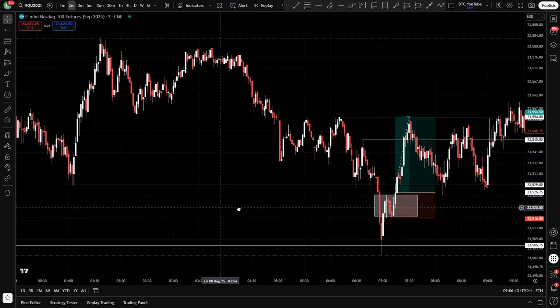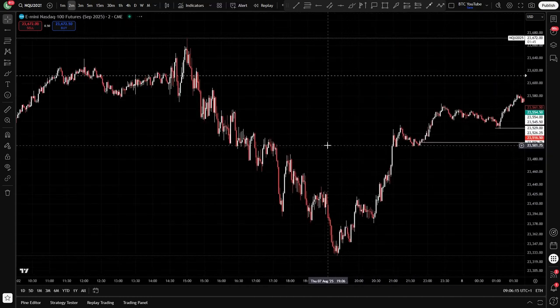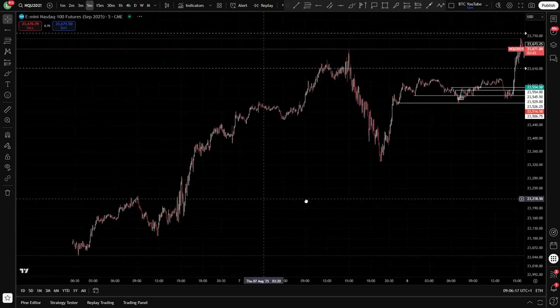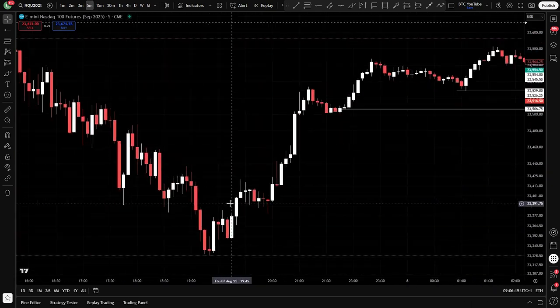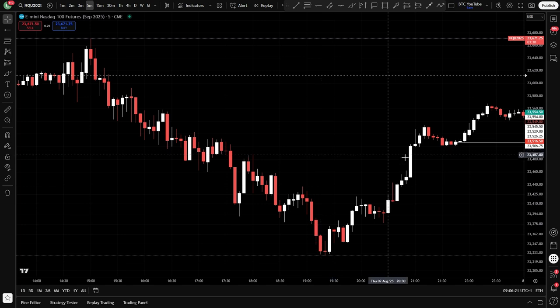You can see nice momentum back to the upside is what you're looking for as well. But these kinds of trades, I mean, they're happening constantly, to be honest. You can see here, there's one here as well.